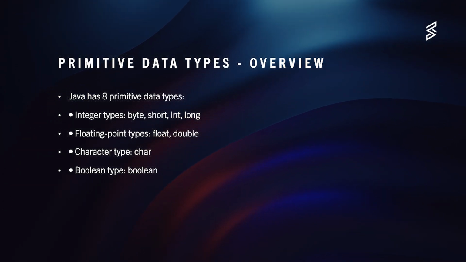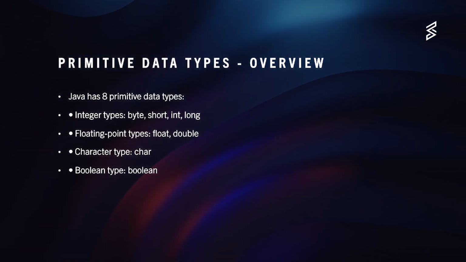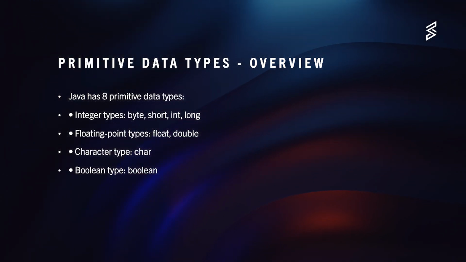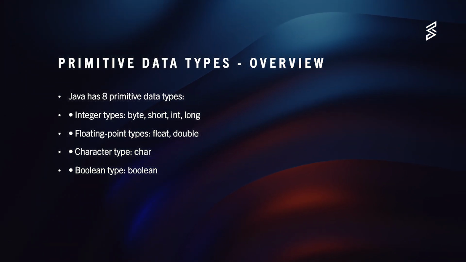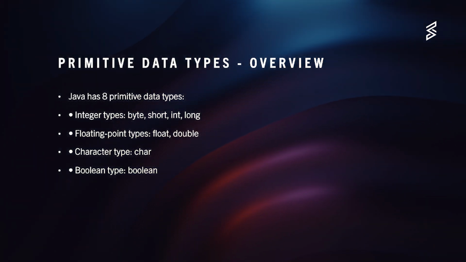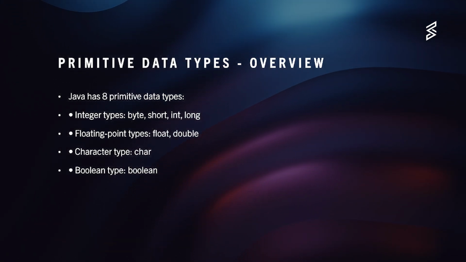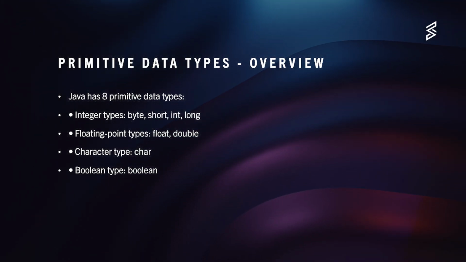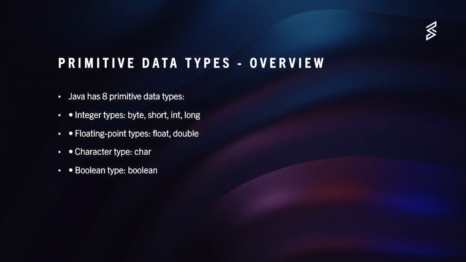Primitive data types are the most basic kinds of data. They directly store values like numbers, characters, and true-false values. They are not objects, they are just simple containers for values and are very fast to use.